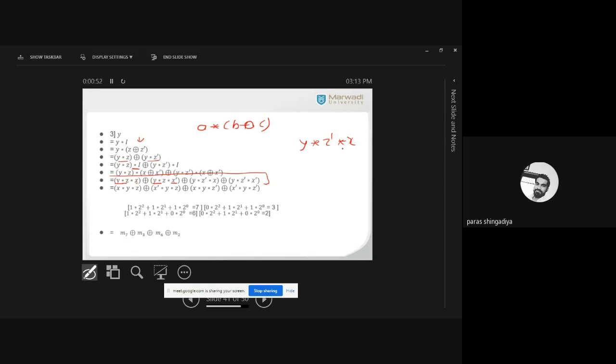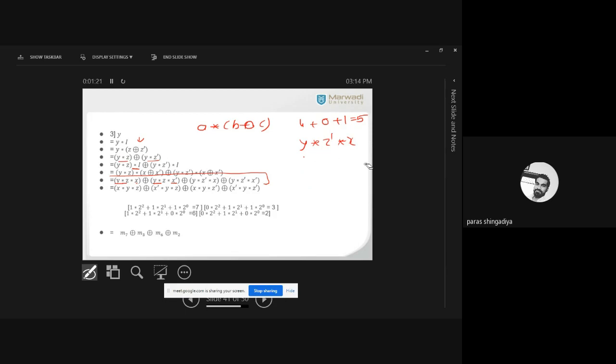Clear? If we check the answer of this one and the answer of this one, both are different. ठीक है, दोनों डिफरेंट हो गए. क्यों डिफरेंट हो गए? इसका आंसर क्या मिलेगा मिन टर्म में? That is 4 plus 0 plus 1, that is equal to 5. ठीक है, इसका आंसर क्या मिलेगा आपको? That is 4 plus 2 plus 0, so that is equal to 6. ठीक है, therefore it is not equal.